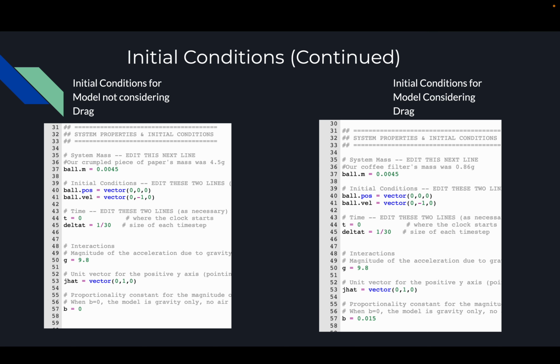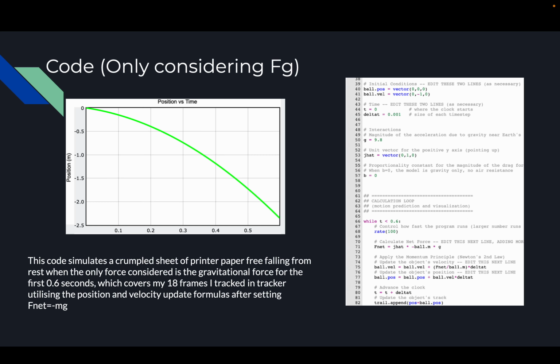Initial conditions. So these are our initial conditions in the code. On the left, we have the initial conditions for the model that does not consider drag, and on the right, we have the initial conditions for the model considering drag. The primary difference is the value of b, where it is 0 in the model not considering drag, and approximately 0.015 in our model considering drag.